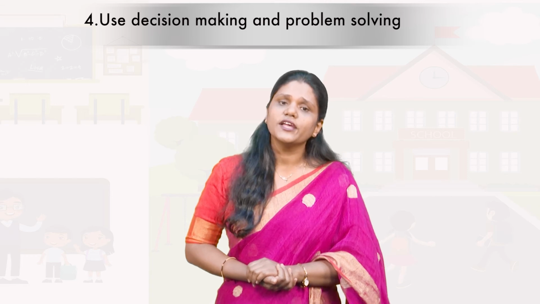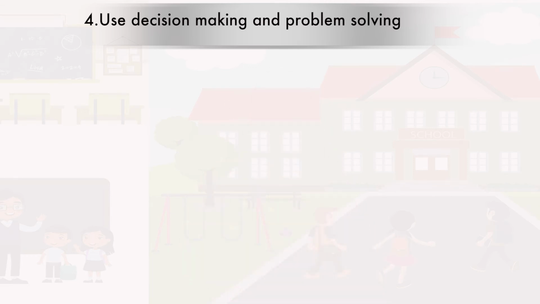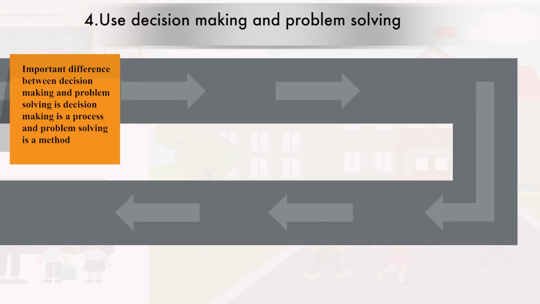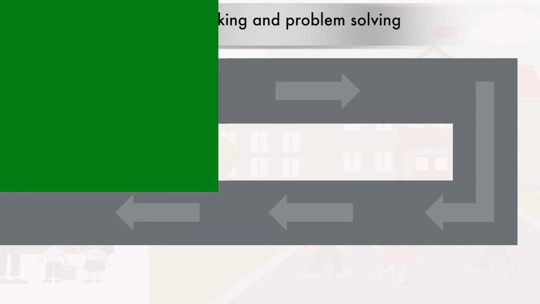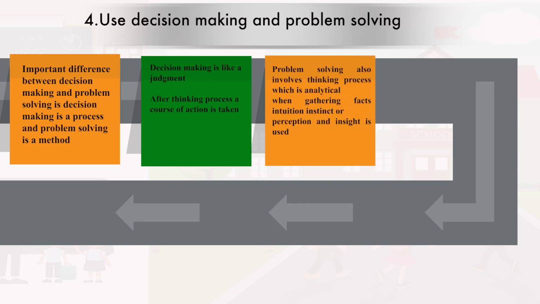The fourth point is use decision making and problem solving skills. One of the important differences between decision making and problem solving is that decision making is a process and problem solving is a method. Decision making is like a judgment where, after a thinking process, a course of action is taken. Problem solving also involves an analytical thinking process, and when gathering facts, intuition, instinct or perception and insight is used. Decision making and problem solving are core skills of life.